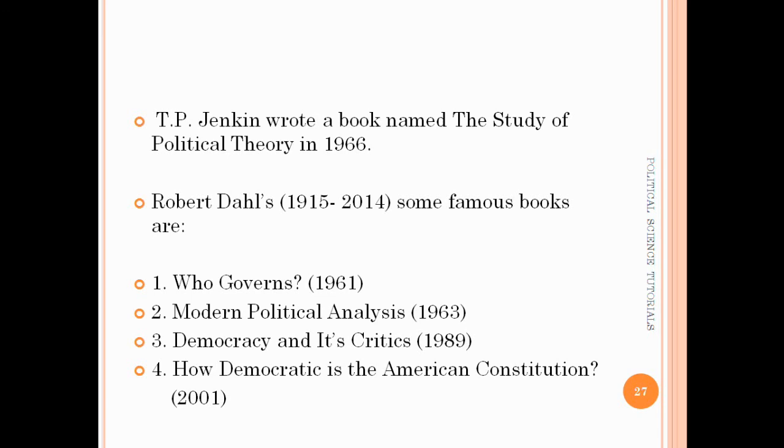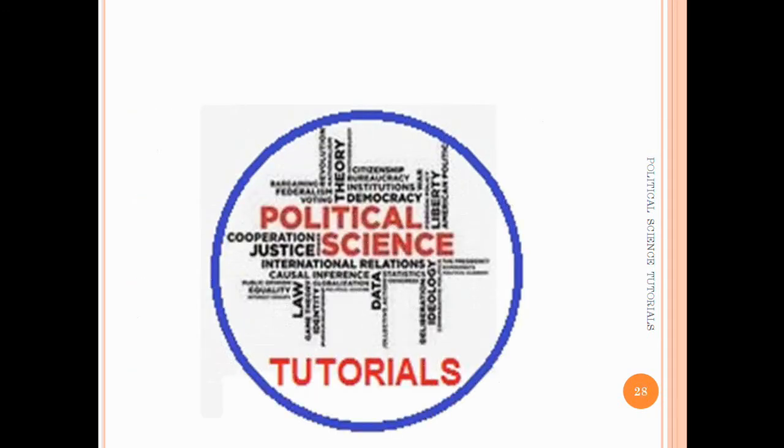First, Who Governs? He wrote this book in the year 1961. Second, Modern Political Analysis. He wrote this book in the year 1963. Third, Democracy and Its Critics. He wrote this book in the year 1989. And number 4, How Democratic Is the American Constitution? He wrote this book in the year 2001. Hope these answers are clear to you.